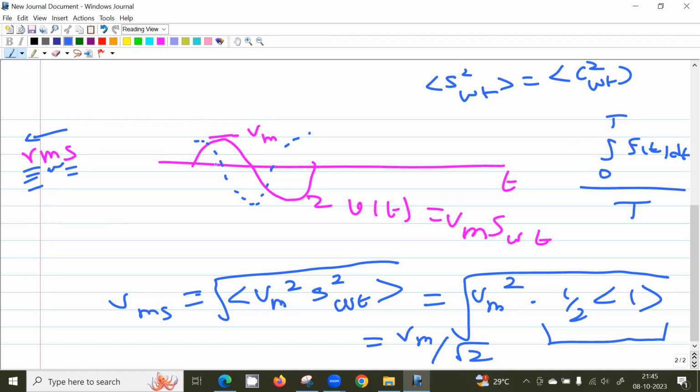So if this is Vm, the RMS will be somewhere here. This is VRMS, which is 0.7 times the peak value.